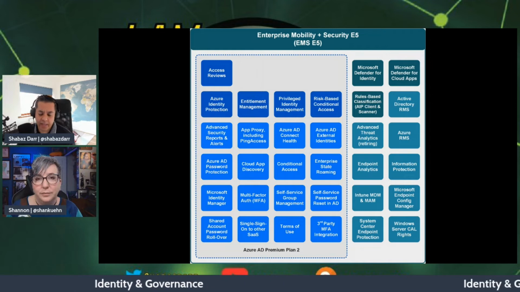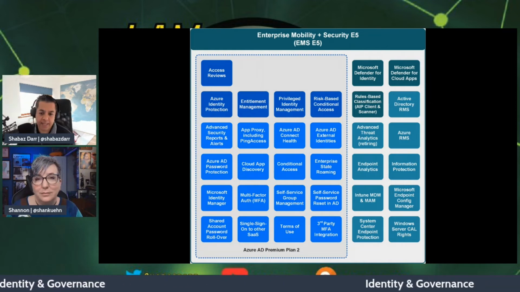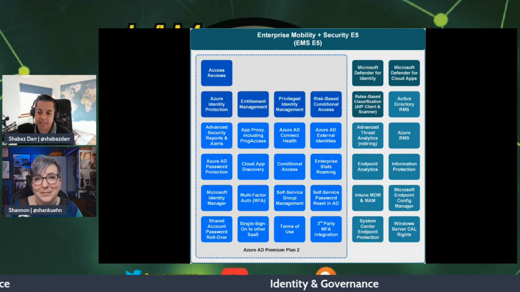Yeah, and again, you've used this word auditing quite a few times. That's where the governance piece comes in. It's not just being able to control who has access to it.